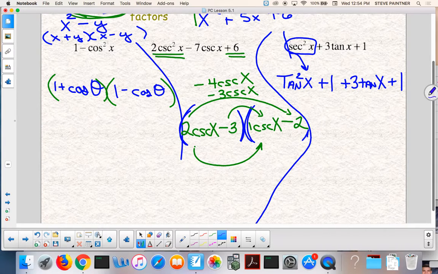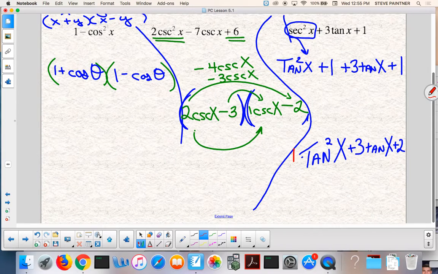Okay, so secant squared turns into tangent squared plus 1, plus 3 tangent of x plus 1. Well, the ones in the back and the one in the middle turned into what? 2. So tangent squared of x plus 3 tangent of x plus a 2 right there. And this is a nice one because the coefficient in front of your squared term is what? 1. Yeah, this is a nice one. At least I hope it is. Okay. Oh, it is.